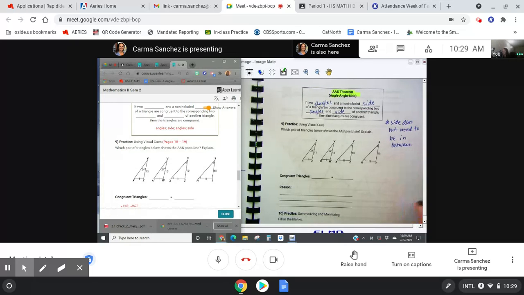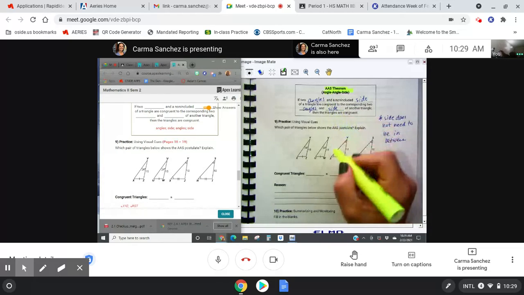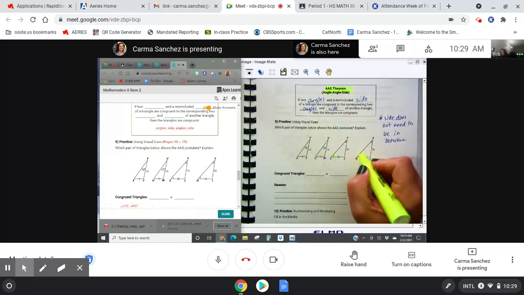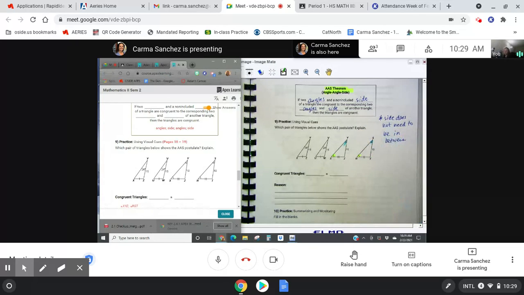As an FYI. Okay, so which one has an example of that? We're looking for two angles and a side. So for example, here's an angle. Here's an angle. And notice it's not the side in between those two, but this side out here. And this postulate says that we still have congruence. So we can say that triangle XYZ is congruent to triangle RST by AAS, or angle, angle, side.